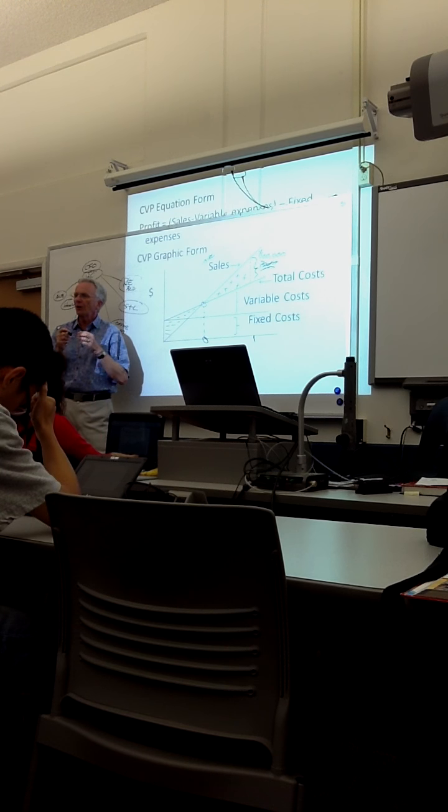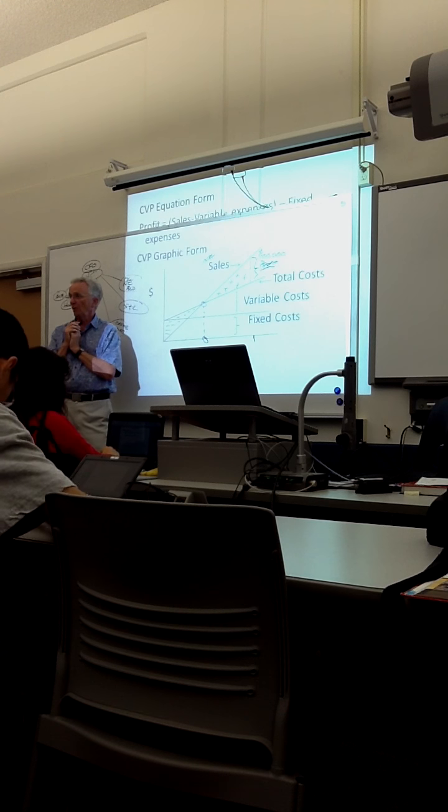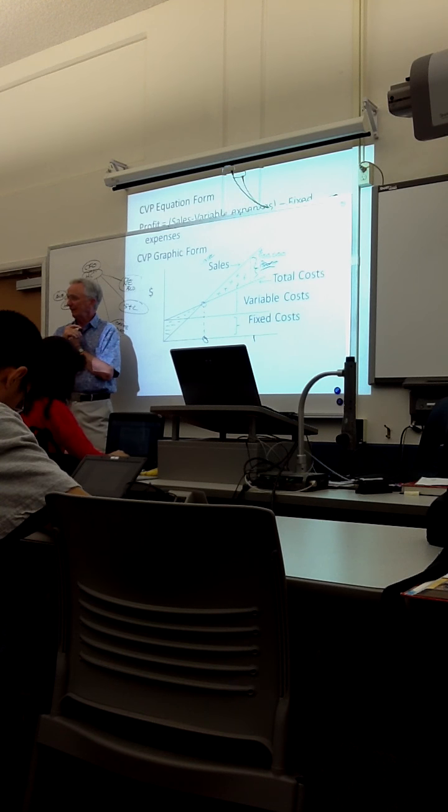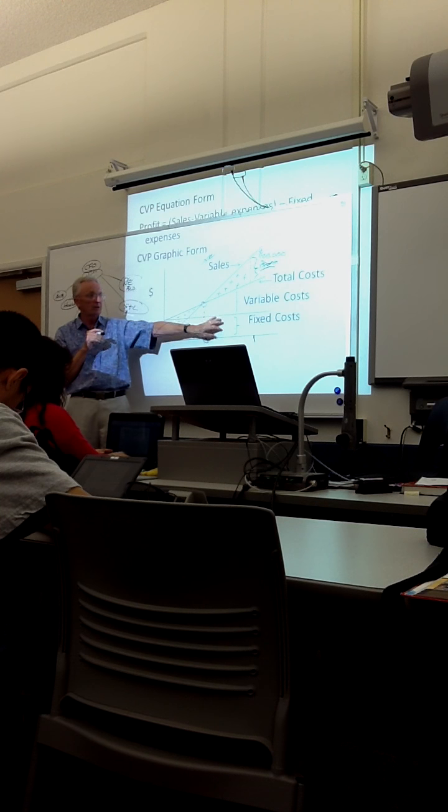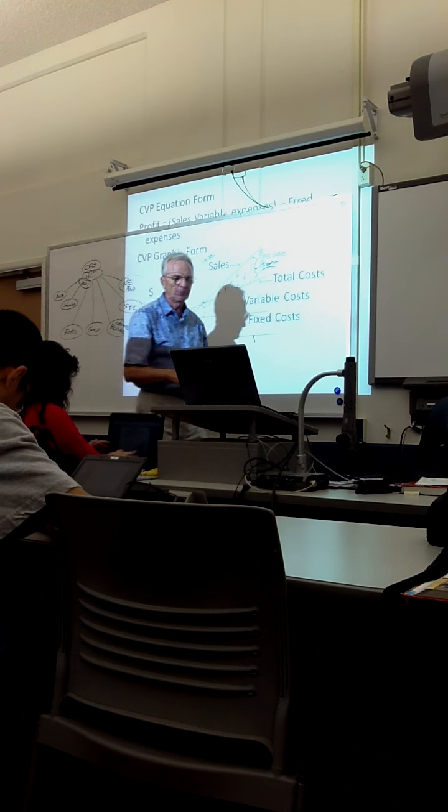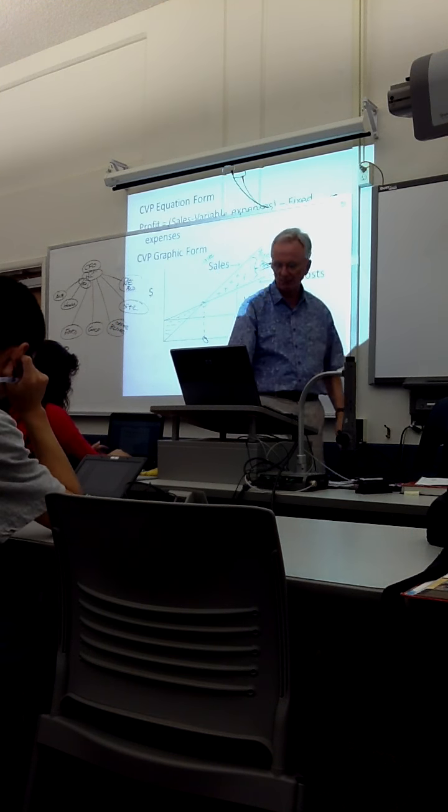We can convert all of those numbers into number of units. How many rounds of golf do we have to have on our golf course in order to break even? How many automobiles do we need to sell in order to break even? We've got fixed costs we've got to deal with, and we've got variable costs that we need to deal with. We're looking for our numbers. We're going to go through some examples here in a second.